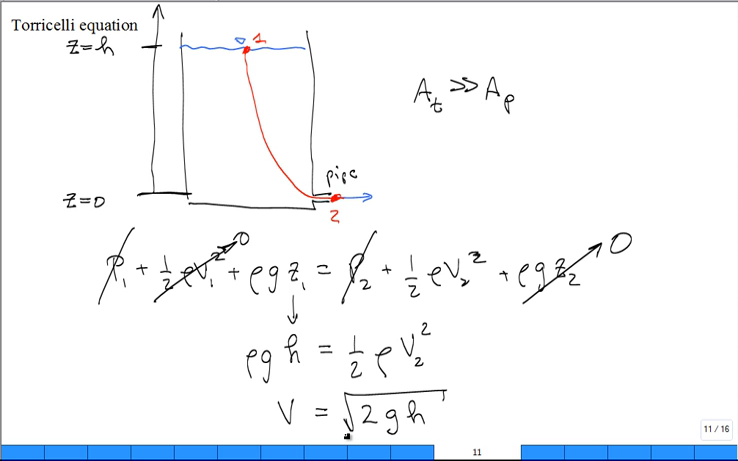Now, in reality, do you think the actual exit speed will be greater than this predicted square root of 2gh? Or do you think it'll be less than? Which way is it going to go in reality? The exit speed, will it be greater than predicted by square root of 2gh or less than predicted by square root of 2gh? Okay, and if it's less, why?